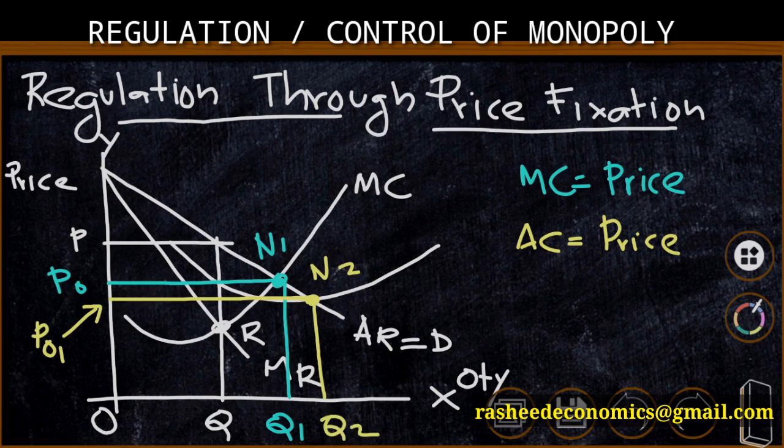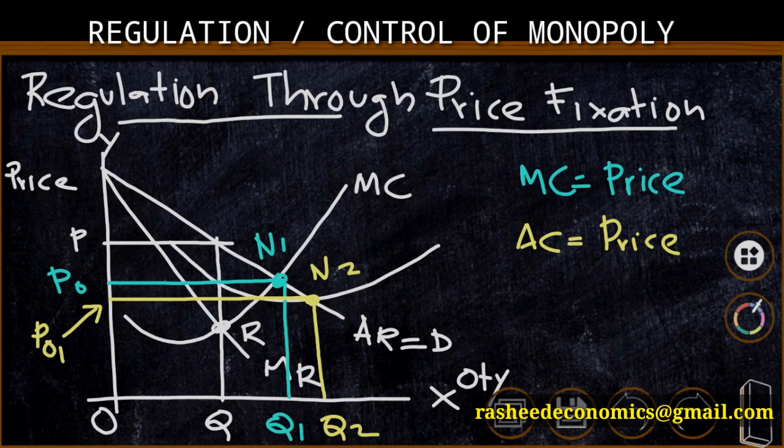Here in both the cases, if the government is controlling through the fixation of price on the basis of marginal cost or on the basis of average cost, there is a reduction in price of the commodity and increase in quantity of the commodity. In both the cases, the consumer is benefited.